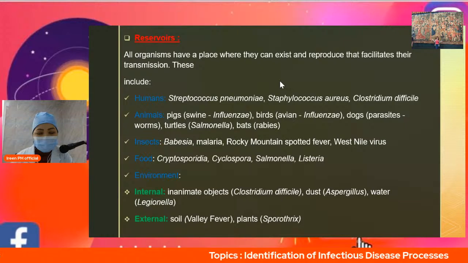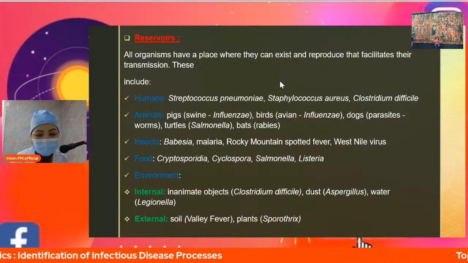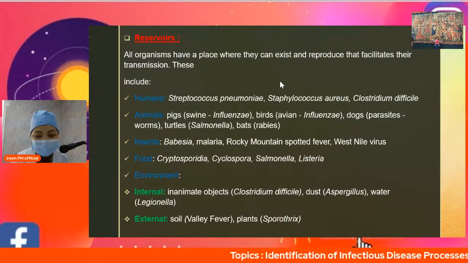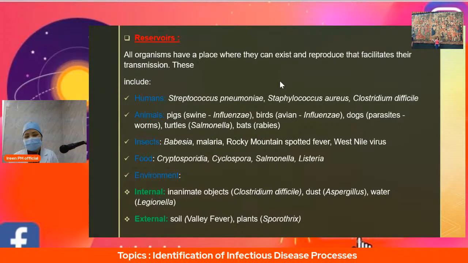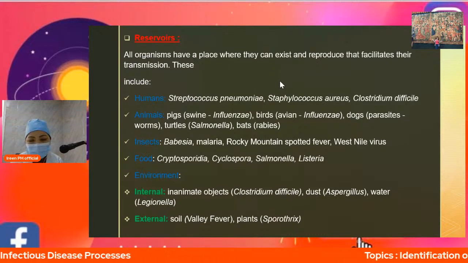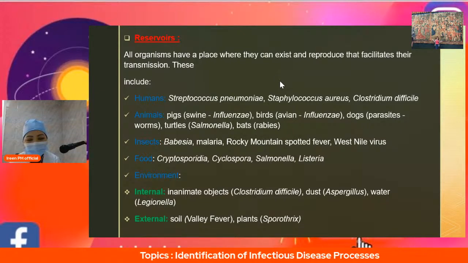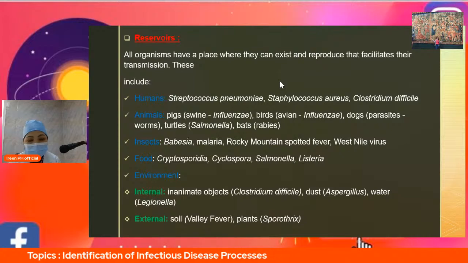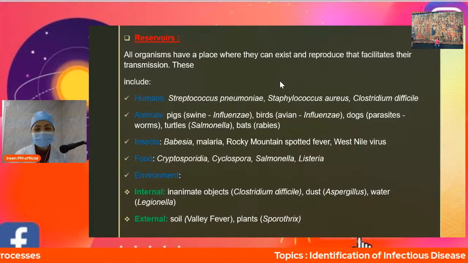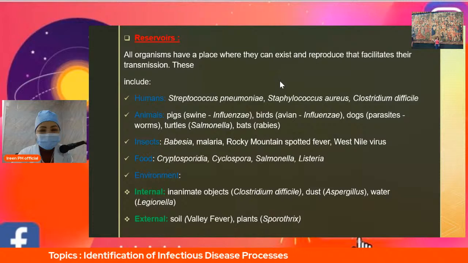Environment, there is internal and external. In internal, this is inanimate objects: the Clostridium difficile, dust, Aspergillus, the water, Legionella. External: the soil, valley fever, plant stems, Sporothrix. I see these internal and external in the questions on my review.